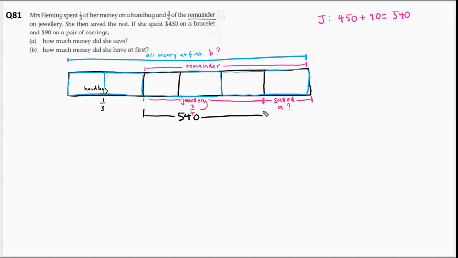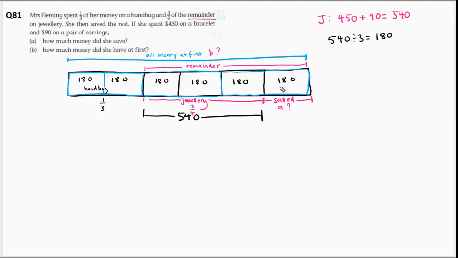From here to here, which is these three equal parts. So if we divide 540 by 3, we get the value of each part, which is 180. So I can now put in 180 for each part. Now my whole bar has values in it.